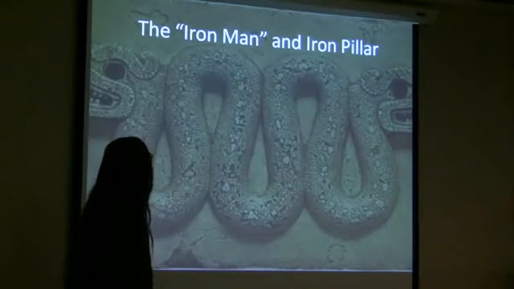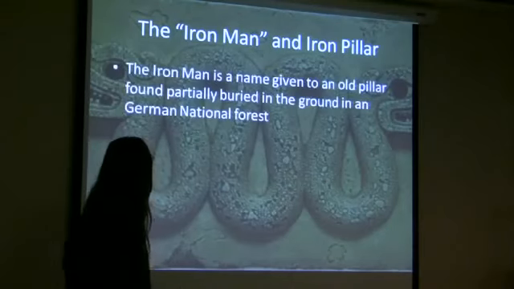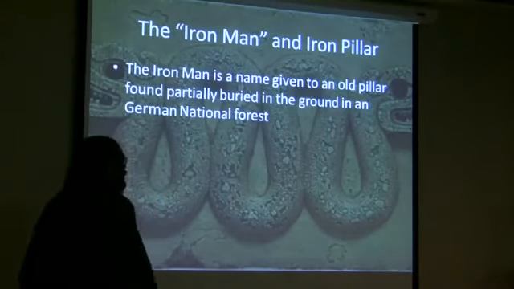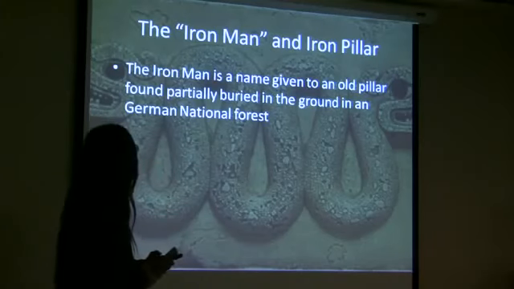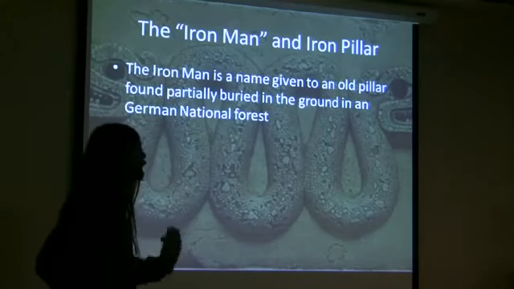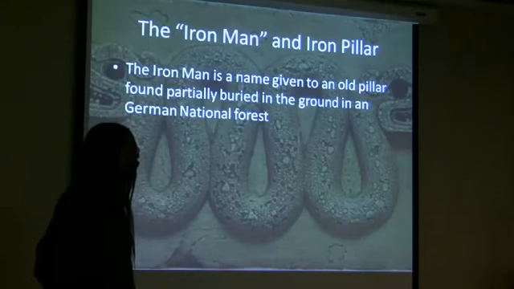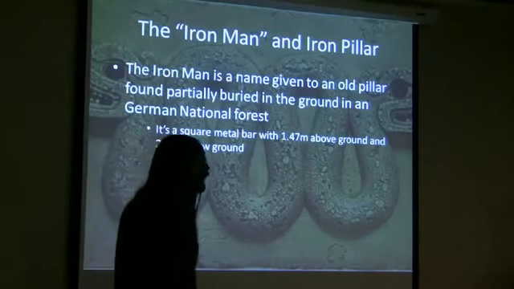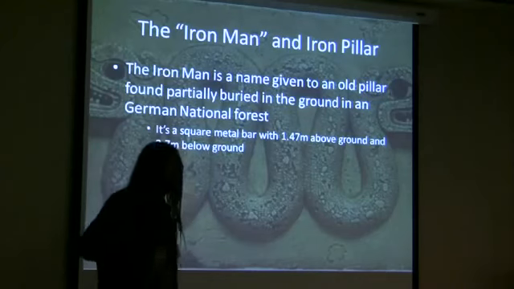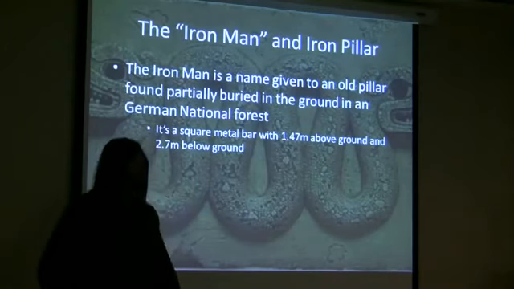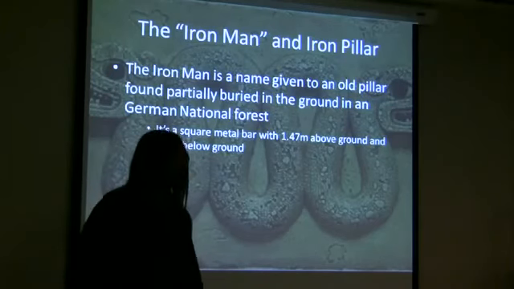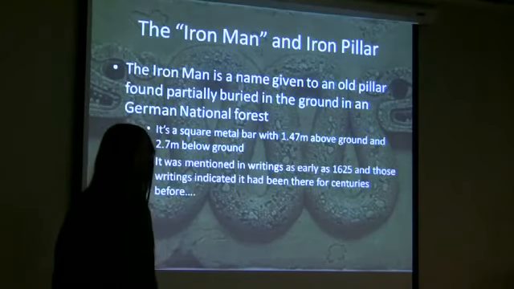Some more technological advancements: the Iron Man and the Iron Pillar. The Iron Man is a name given to an old iron pillar found partially buried in the ground in a German national forest. It's a square metal bar with almost 1.5 meters above the ground, so about 5 feet above the ground, and 2.7 meters below ground, about 7 feet sticking below the ground as well.